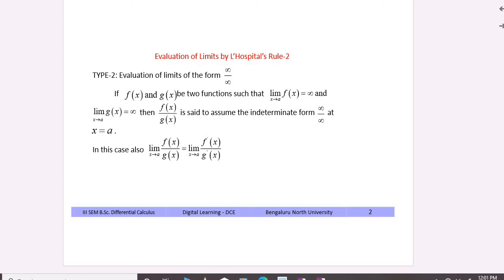In this case also, limit x tends to a f of x by g of x equals limit x tends to a f dash of x by g dash of x. That means we are going to differentiate numerator and denominator separately. After completion of differentiation, we are going to substitute the limit x equal to a.